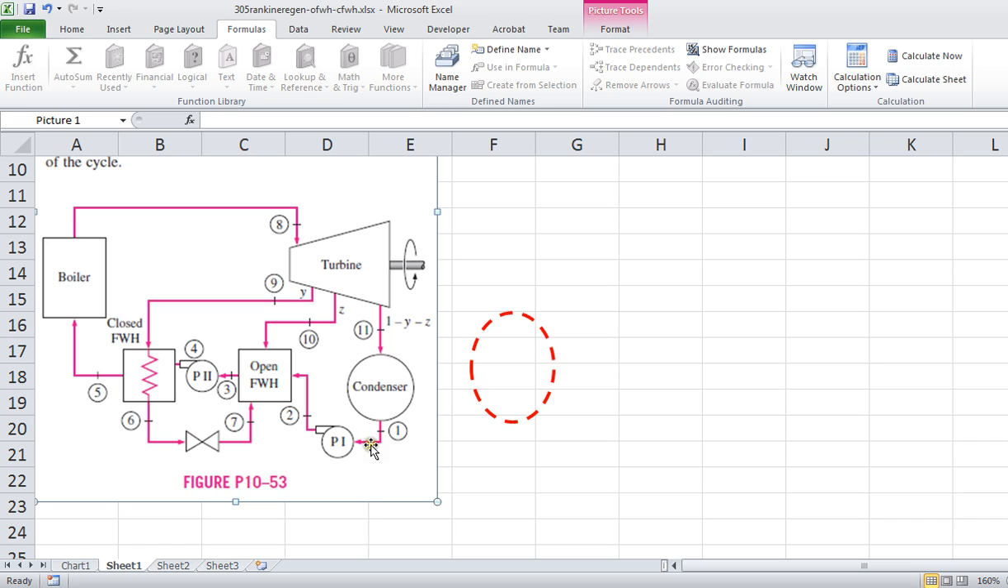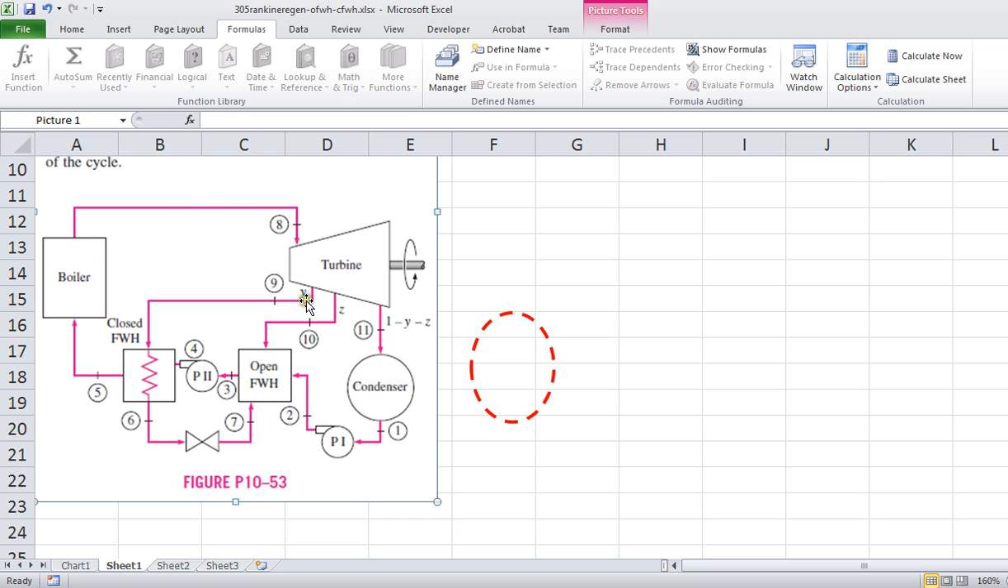And if we're doing this by hand, we would calculate the work for that pump as v delta P, the specific volume coming in here times the pressure change across there. But regardless of which way we calculate the work for the pump per unit mass, we would multiply it by 1 minus Y minus Z. Likewise, for the second pump, this pump 2 has the full fraction, 1, flowing through it. So we just multiply it by 1.